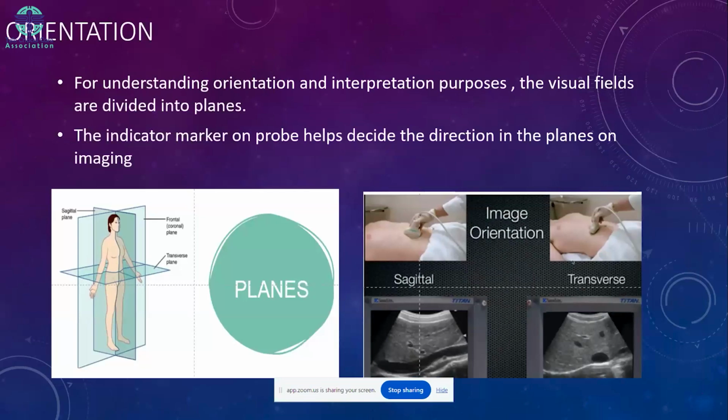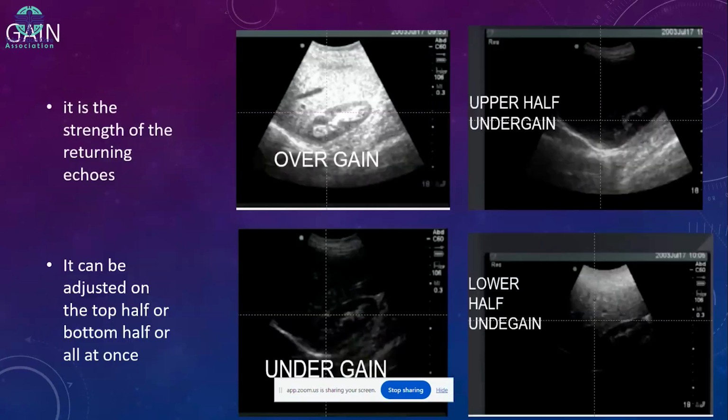Now, to understand the orientation and interpretation of your visual fields, they are usually divided into planes. So you have a coronal plane, you have a transverse plane, and a sagittal plane. Now, all your probe placements are according to these planes, so that when you have a visual image on your ultrasonography screen, you know which structure you are looking at, because you have a two-dimensional image. If you know the planes in which you have kept your probe, it is easier for you to determine the directions.